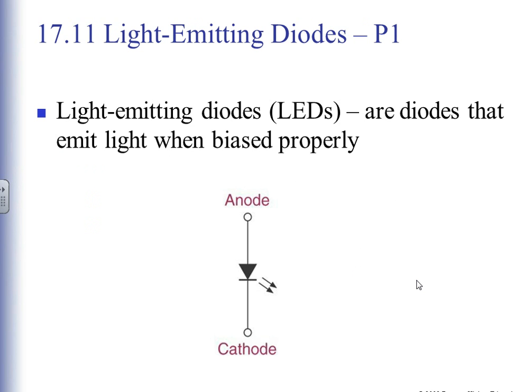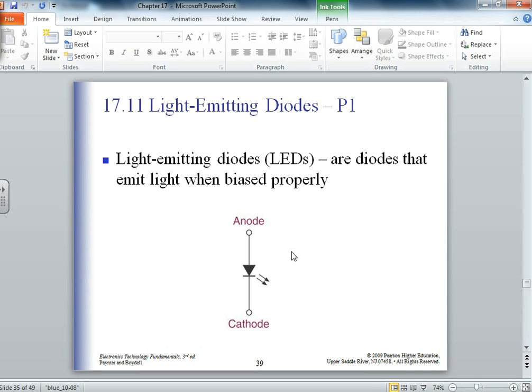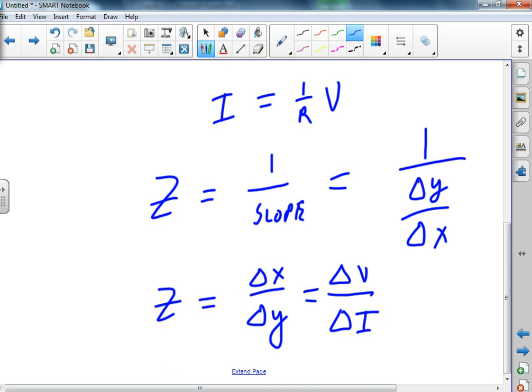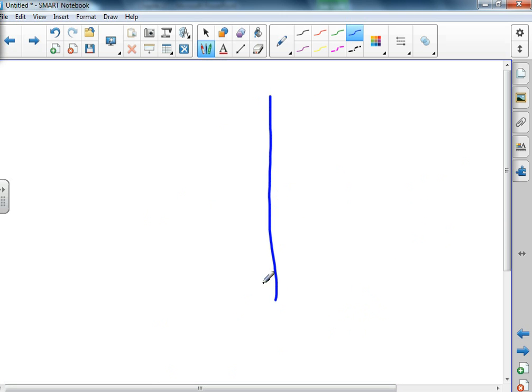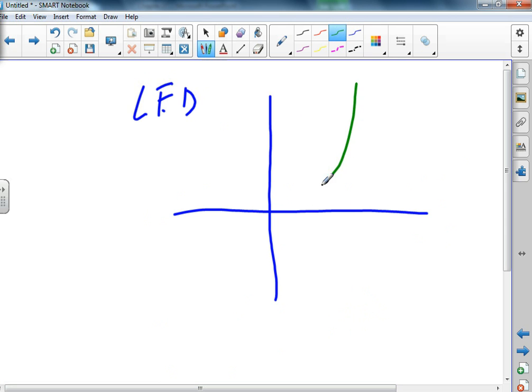Light emitting diodes, they're always fun. And a light emitting diode is going to do something slightly different. It's going to have the same characteristic curve, but it's going to need a little more current to turn on. So my light emitting diodes, if I look at the characteristic curve and I look at that knee voltage, it's going to be closer to 1.4 volts for the knee voltage. So it's going to take more than the 0.7 to turn it on.